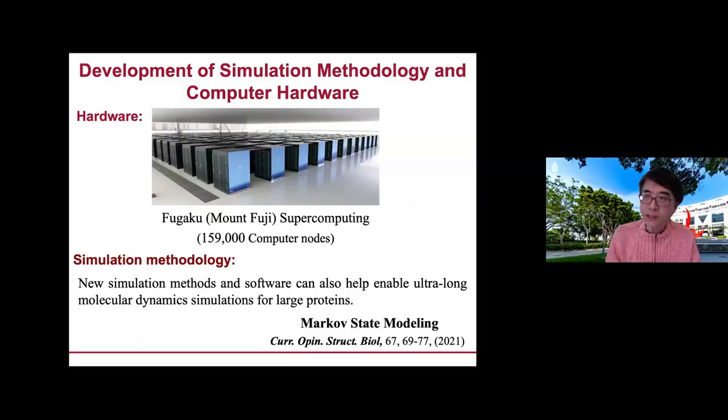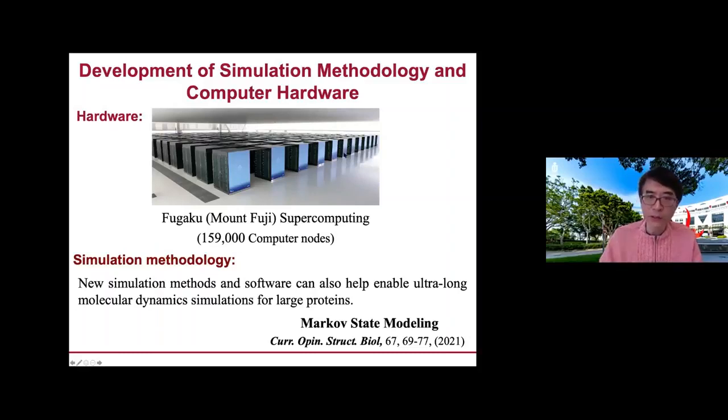So I think this year, in 2020, in 2021, the world's fastest computer is this one, the Fugaku computer. It is named after Mount Fuji. It is located in Kobe, Japan. This supercomputer consists of 159,000 computer nodes, right?